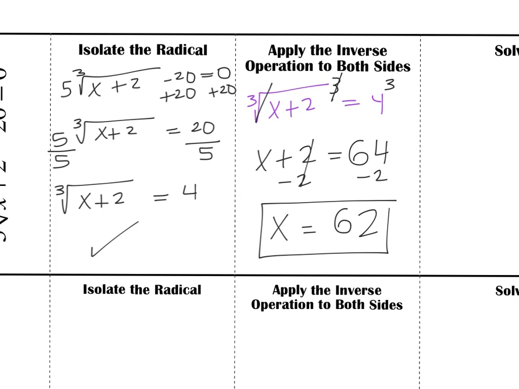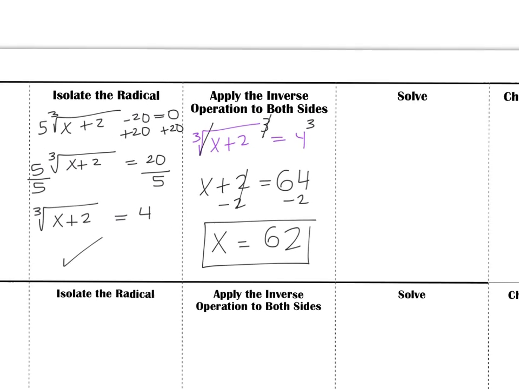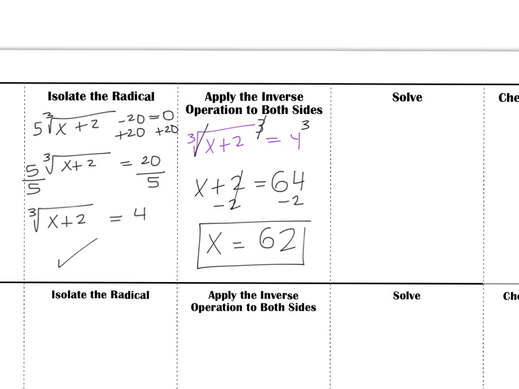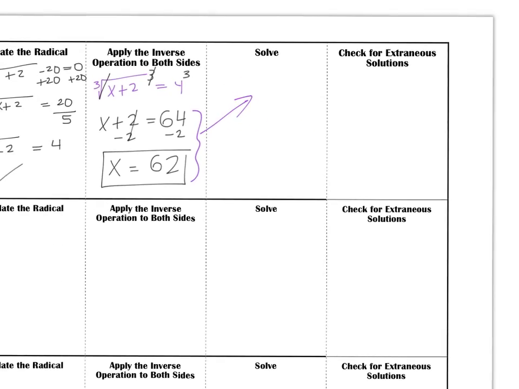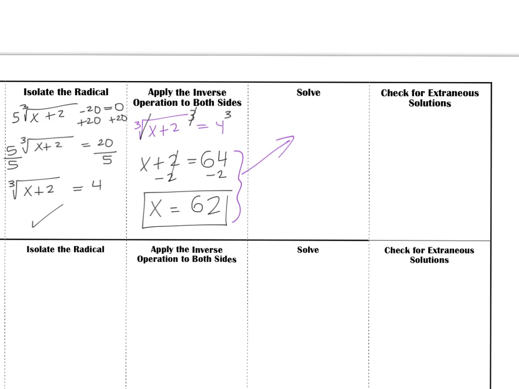Now remember, you always need to go back and check. So let's copy our equation. Oh, I should have done all of this work in this column. Excuse me for that. Now let's go ahead and copy the equation into the last column to check our work. Now 5 cubic root of, and plug in 62 for x. Now again, you can do all of this work on the calculator.